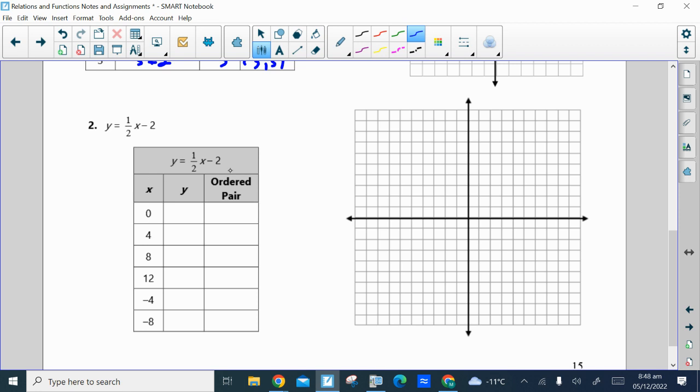Also notice in this case, you don't have that column where it shows you're putting in the x value each time to get the y value. You can still do it on the side here. For example, the first point is when x is 0, y will be half of 0, take away 2. Half of 0 is 0, take away 2 is negative 2. So that gives us the point 0, comma, negative 2.